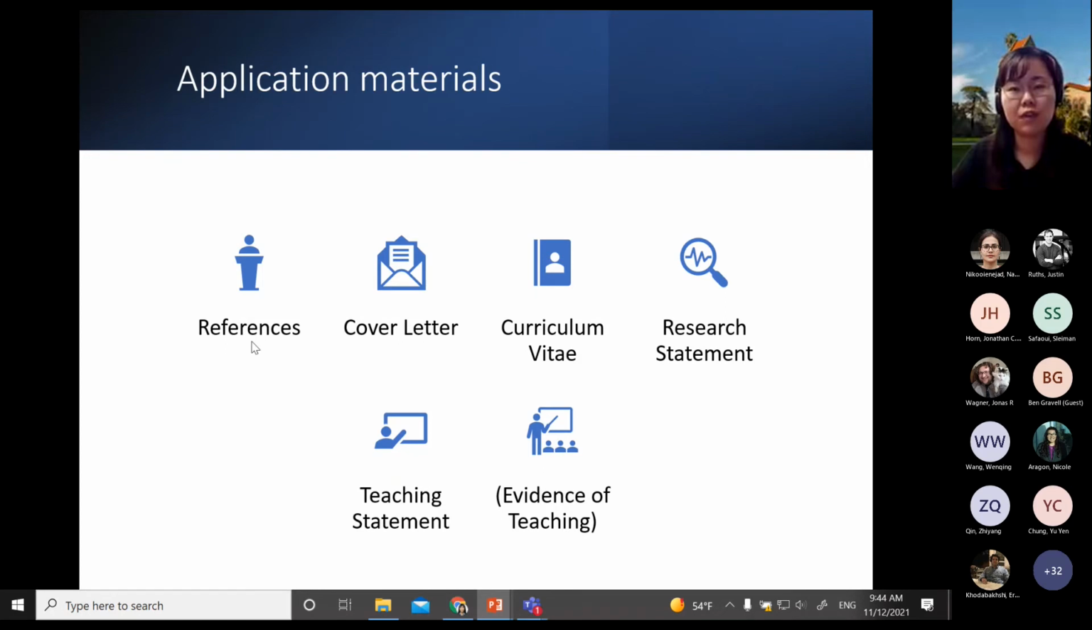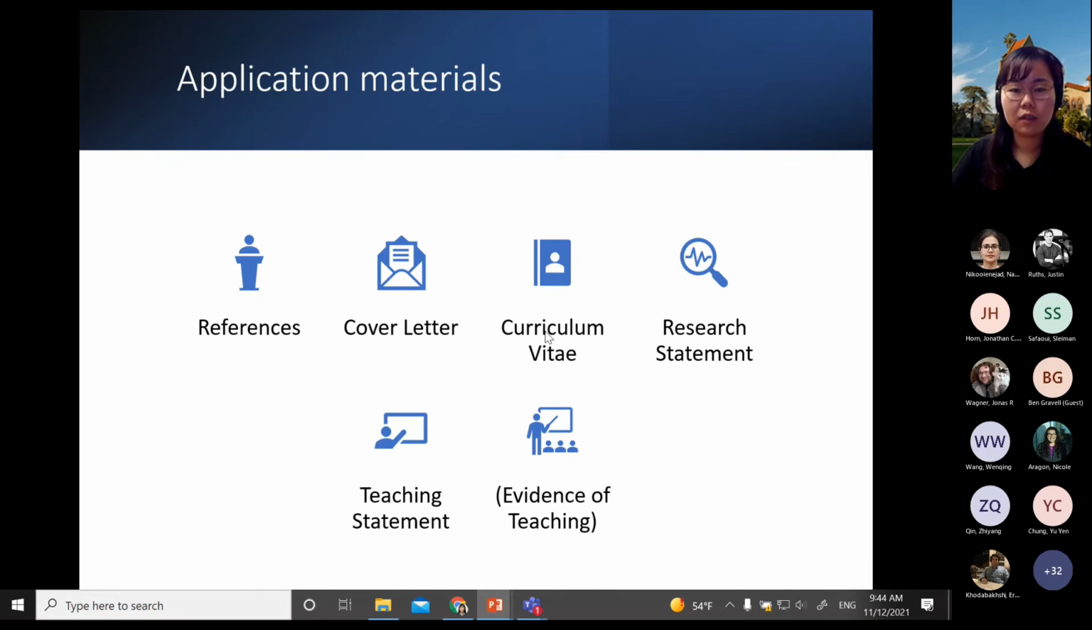Basically, the application materials you need are, first, reference letters. You need 3 to 5 reference letters, so reach out to your committee members and your advisor now. Then the cover letter is also really important. People always look for the cover letter first, and then the CV, and then the research statement and teaching statement. To me, the cover letter is the most important material in this package.